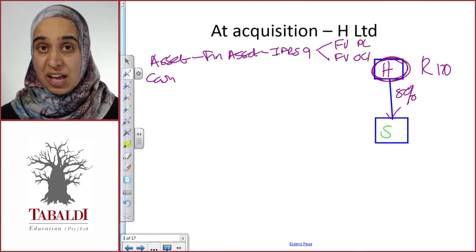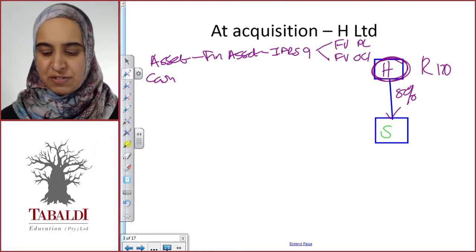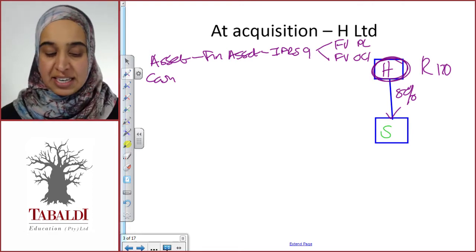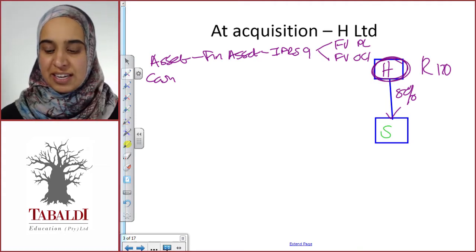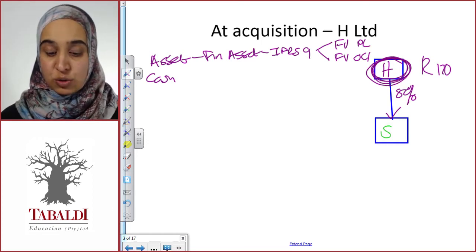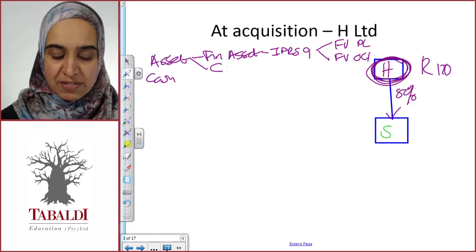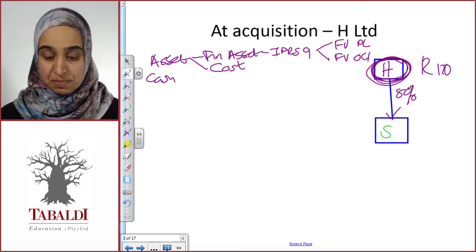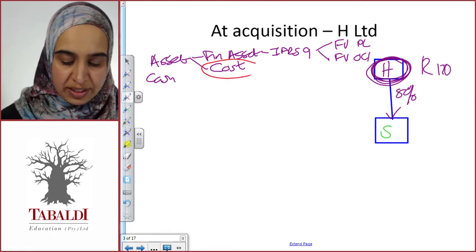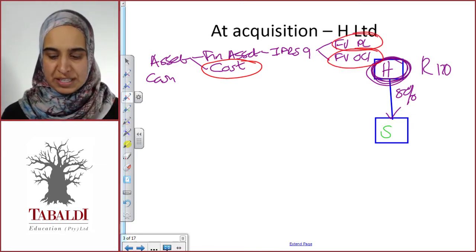But now IFRS also sees that this investment that H has in S is a huge investment. It's enough to give H control over S. And because H has control over S, it allows H an exemption in its financial statements. It says, you don't have to record your investment in S using IFRS 9 as a financial asset. We will allow you to record this investment also at cost. So in H's financial statements, quite simple. They can either record the investment in the subsidiary at cost, at fair value through profit or loss, or at fair value through other comprehensive income.